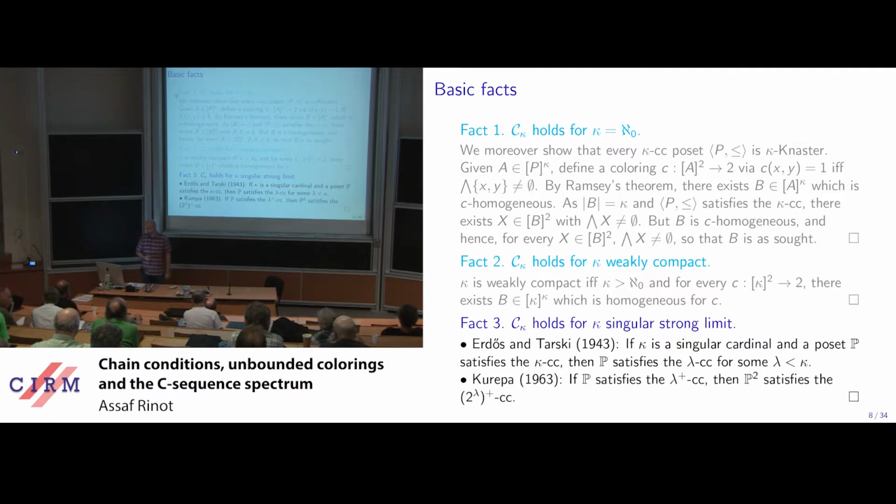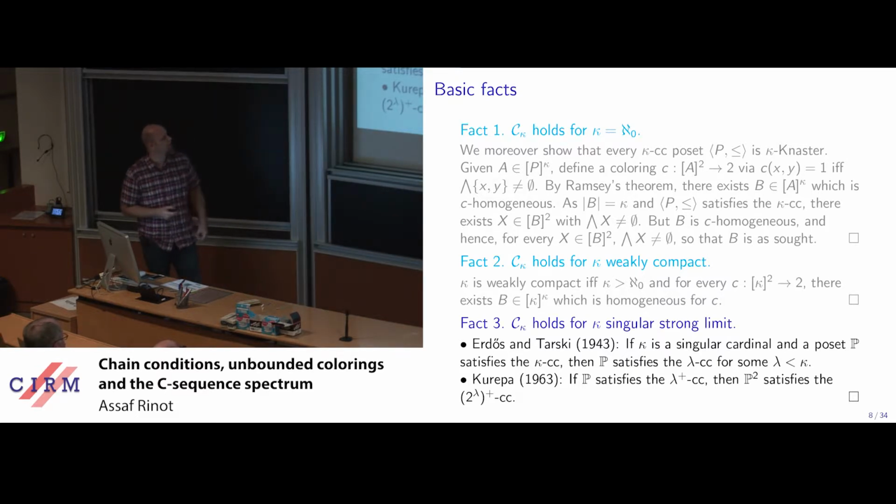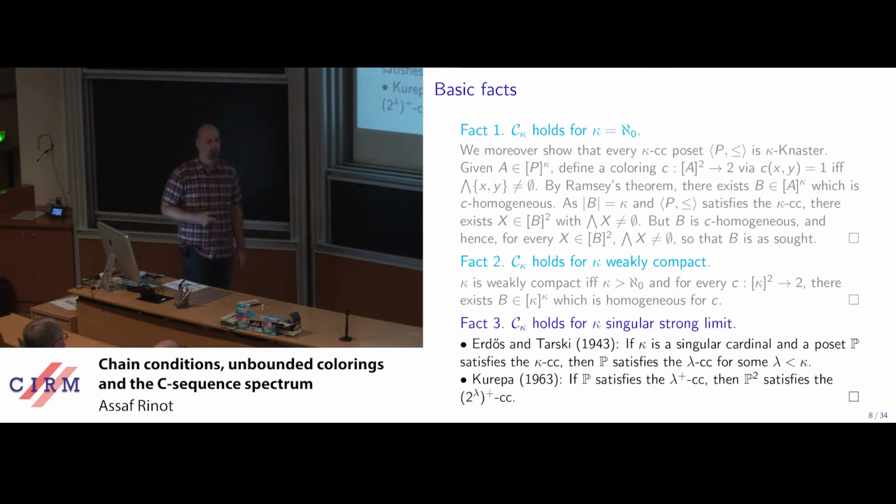But also, there is a theorem of Kurepa that if P satisfies the lambda plus CC, the square will satisfy 2 to the lambda plus CC. So if kappa was a strong limit, you are still below kappa. So putting this together, you get that singular strong limit satisfies this axiom of productivity of the chain condition.